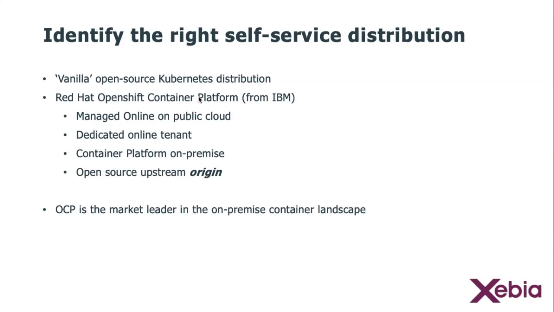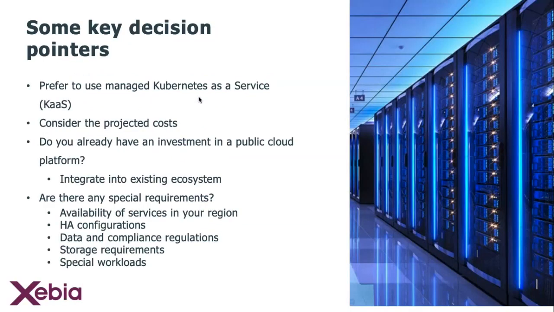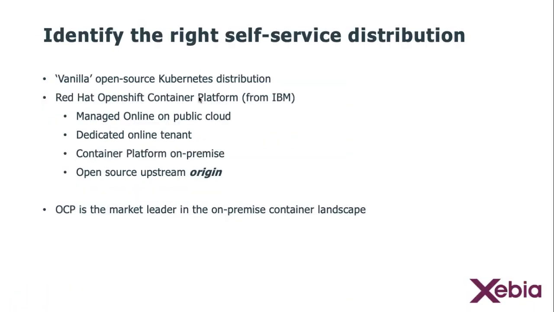Then, a point about special workloads, for instance: we've talked to people who want to run the Oracle database in Kubernetes, but it's not really supported properly yet, apart from maybe in Oracle's Kubernetes engine. So you have to identify the right self-service distribution, the one that will help you build up your platform. You can go with a vanilla open source Kubernetes distribution. But what we've seen is a lot of enterprises go with OpenShift.